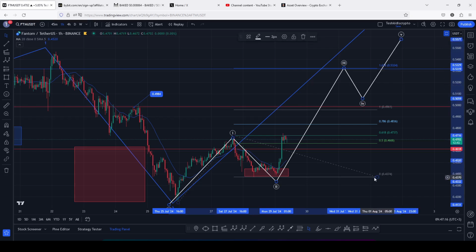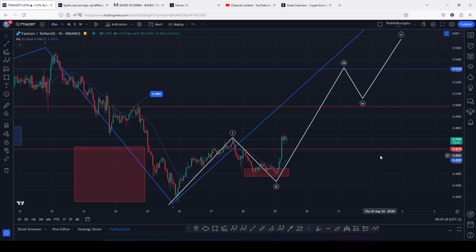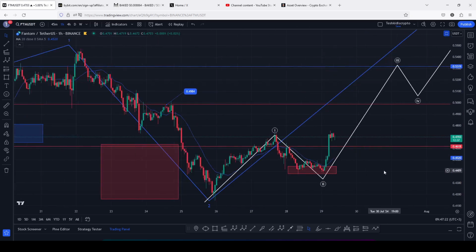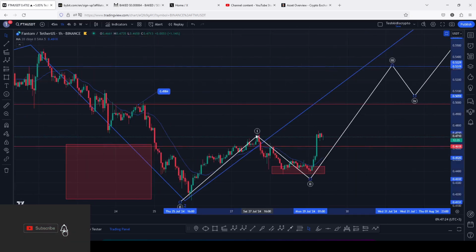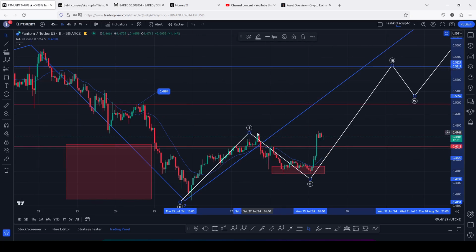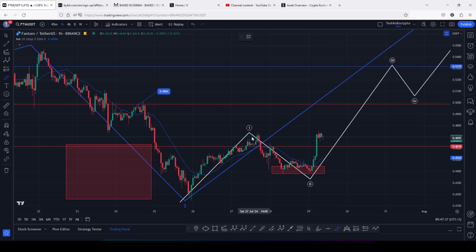And before all that plays out, there are significant key areas of resistance that we need to see a break above. And the first significant area that we need to see a break above is the significant high in this Elliott wave count 1, which perfectly lies above the 0.4734. So in the next coming hours, we first need to see a break above this significant high.